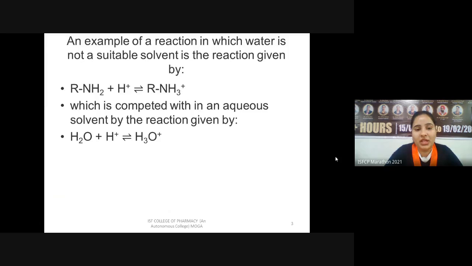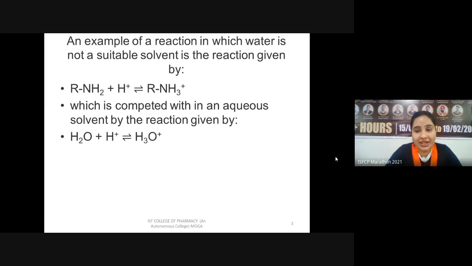The secondary amine has a tendency to interact with the proton released by the water, and the amine group will be protonated. We can see that because of the water, the reactant has changed its nature. This reaction was not supposed to take place. This was not the required reaction which we wanted to perform, but because of the H positive ions dissociated by the water, this undesirable reaction has taken place.